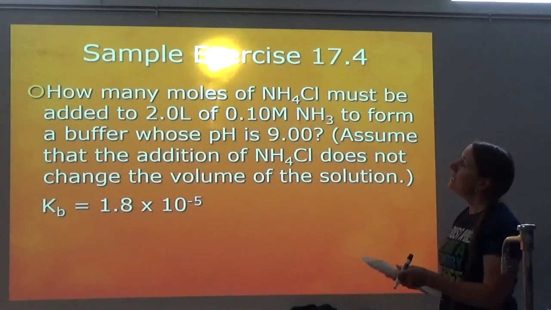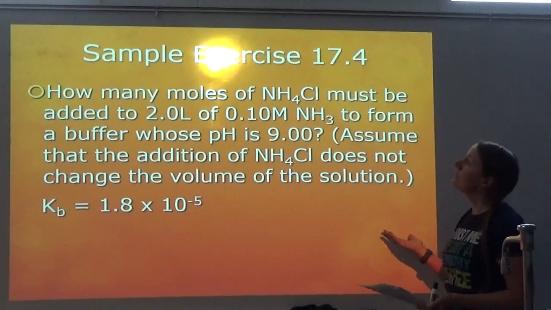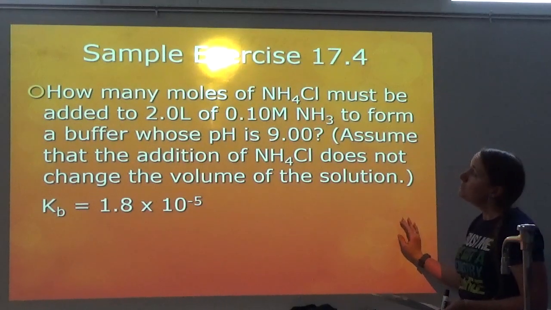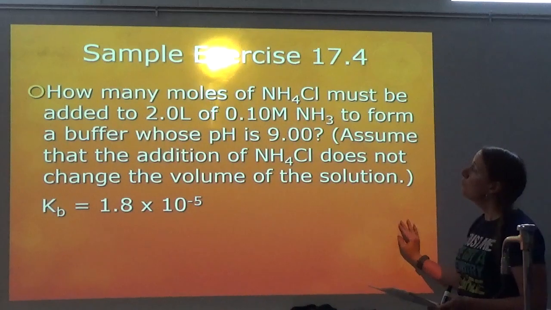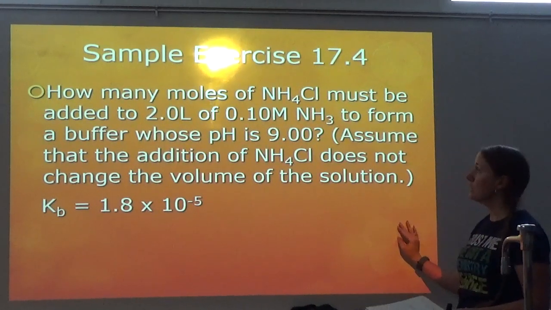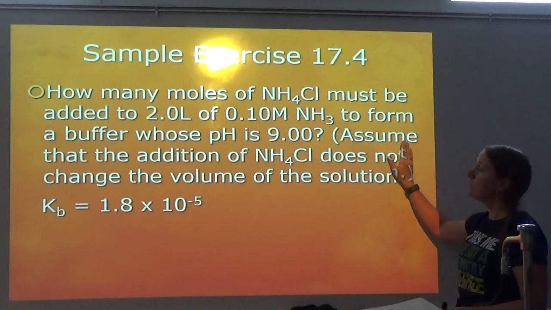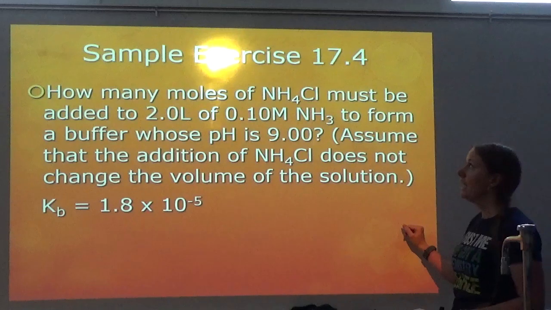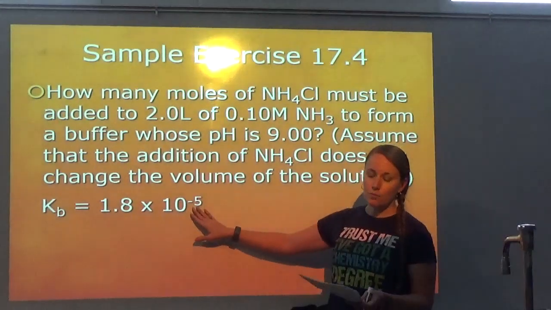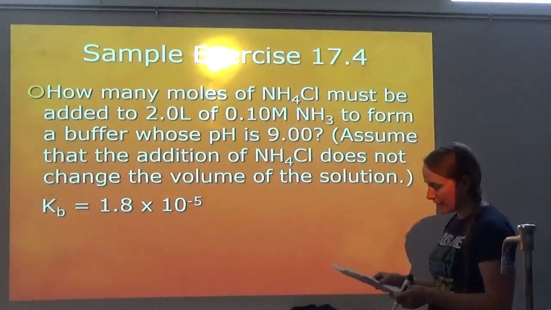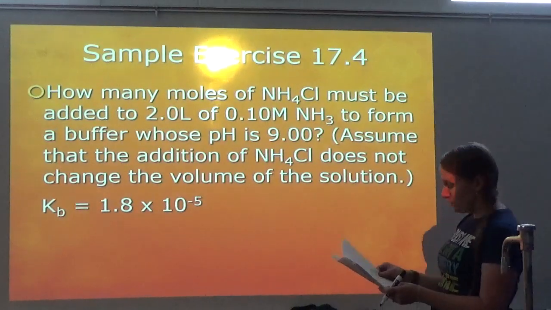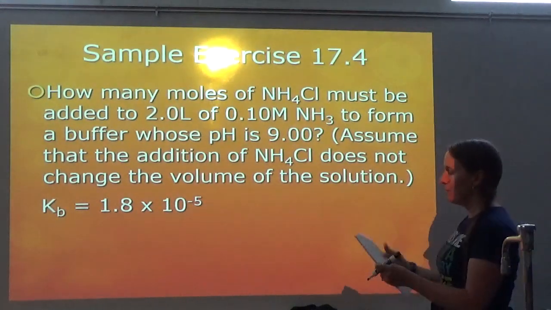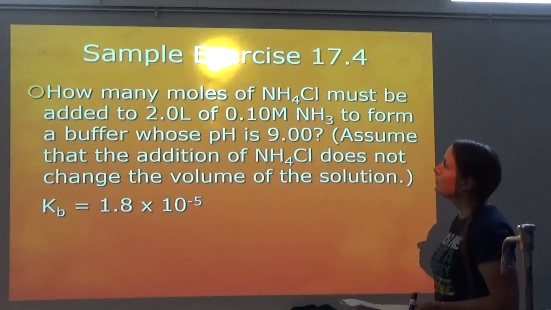All right, so next it says how many moles of NH4Cl must be added to 2 liters of 0.1 molar NH3 to form a buffer whose pH is 9. Assume the addition of the NH4Cl does not change the volume of the solution, and it gives me the Kb of 1.8 times 10 to the negative 5. Let's look at this one real quick.